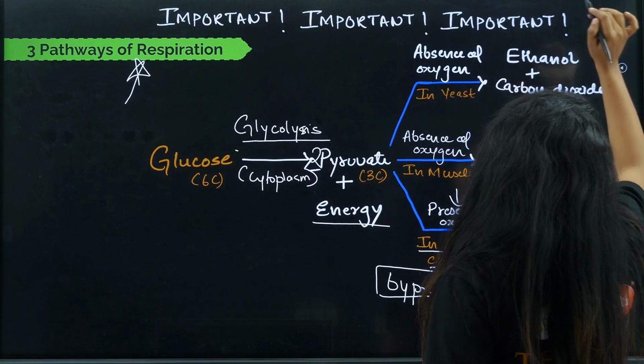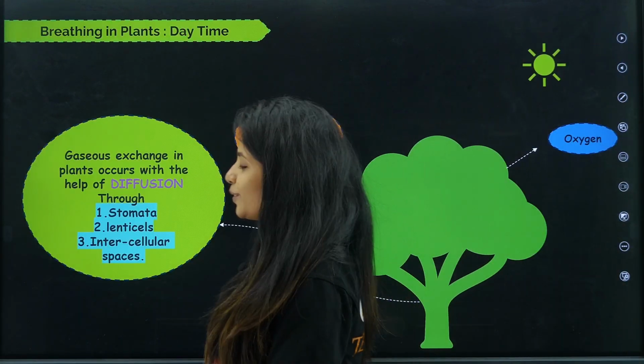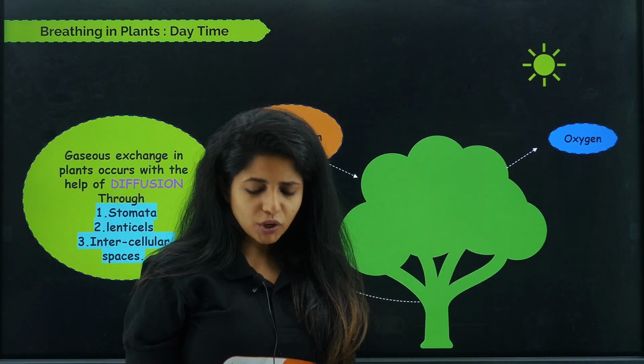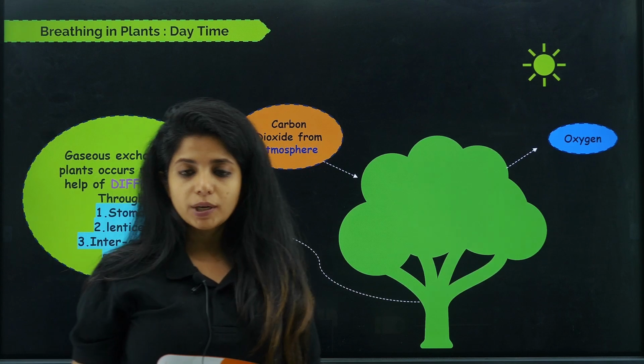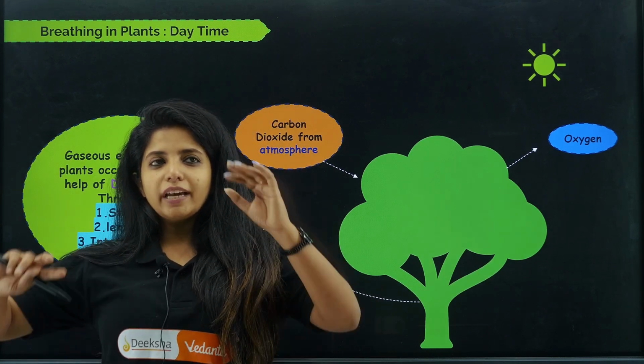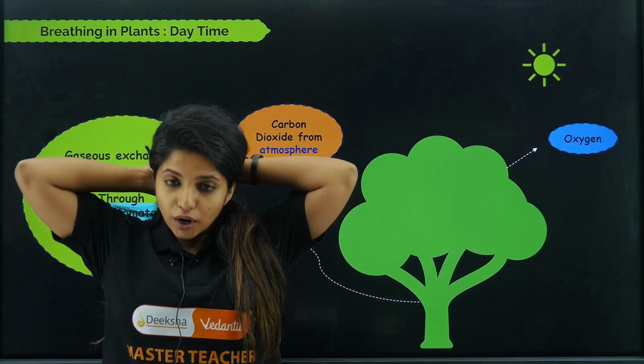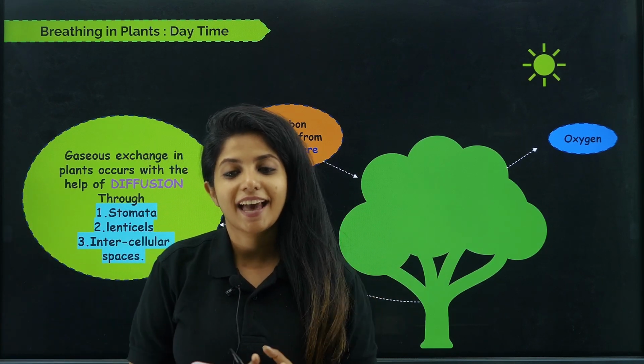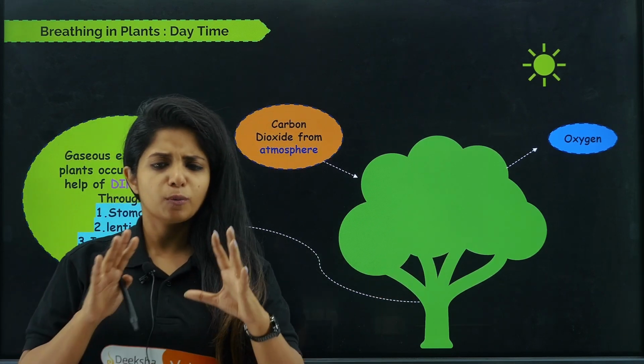So this is all about respiration, and now we are going to talk about breathing in plants during daytime. So how do you think the plants breathe, my dear children? How do you think gaseous exchange takes place in the case of plants? They do not have nostrils and things like that. So I hope that everyone knows that they have stomata, which are pores that they have.